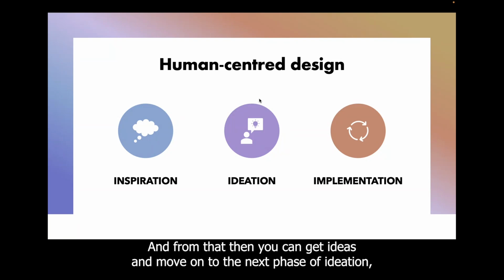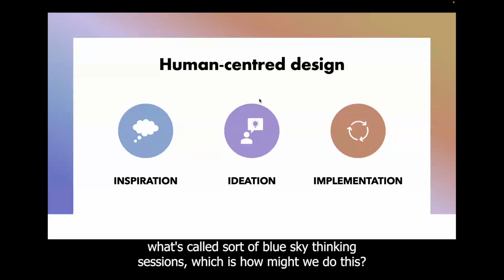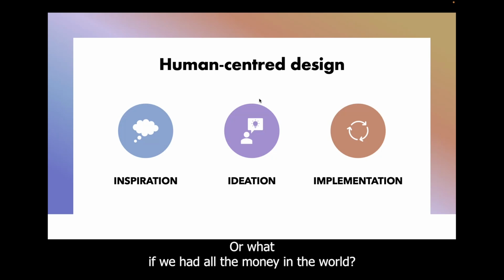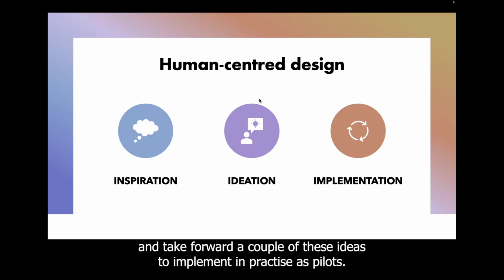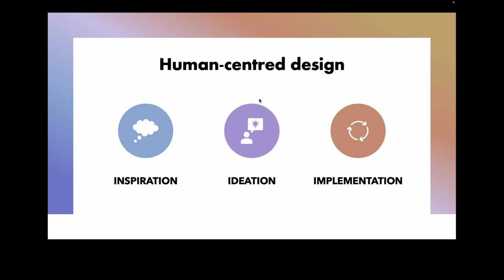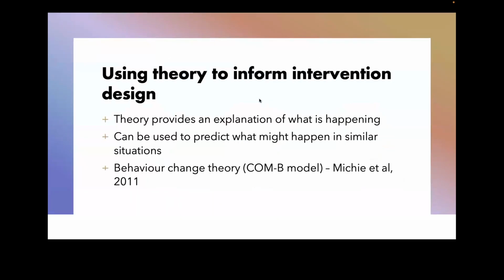And from that, then you can get ideas and move on to the next phase of ideation, which is when you bring together these key stakeholders and have what's called blue sky thinking sessions, which is how might we do this? Or what if we had all the money in the world? What would we do? And from that, you can brainstorm and come up with some ideas and take forward a couple of those ideas to implement in practice as pilots. And this is an iterative cycle, so you can keep going back to your inspiration, ideation, and then implementation phases.